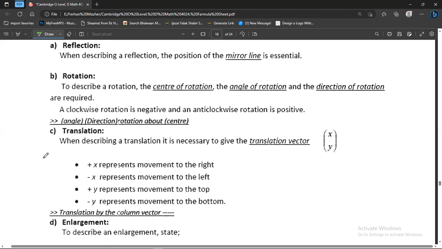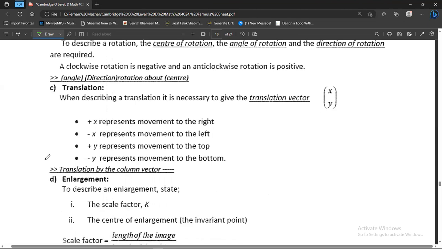In the translation, when describing a translation, it is necessary to give the translation vector as (x, y). Here, the positive x represents the movement to the right, negative x represents the movement to the left, and the positive y represents the movement to the top, negative y represents the movement to the bottom. This is called the translation matrix. Sorry, the translation matrix is equal to the image minus the object.